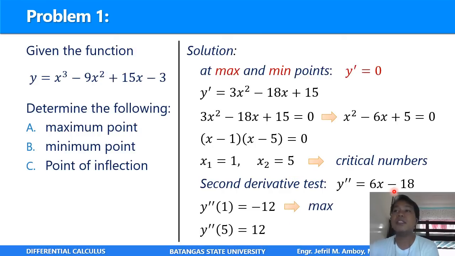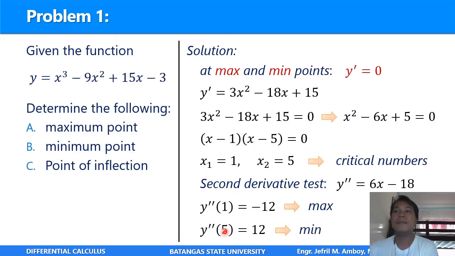6 times 5 is 30 minus 18. Okay, so 30 minus 18 is 12. Positive, no? This is a positive second derivative. That is why this value of x, which is 5, will give us the minimum value of the function.